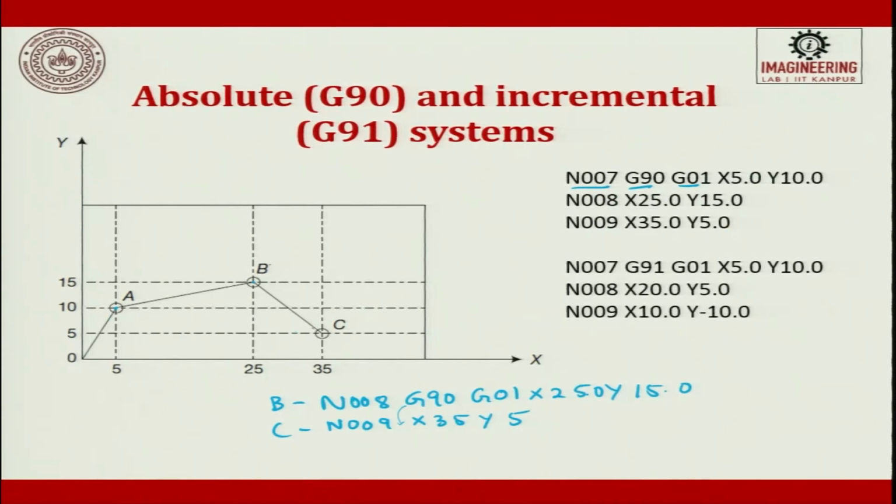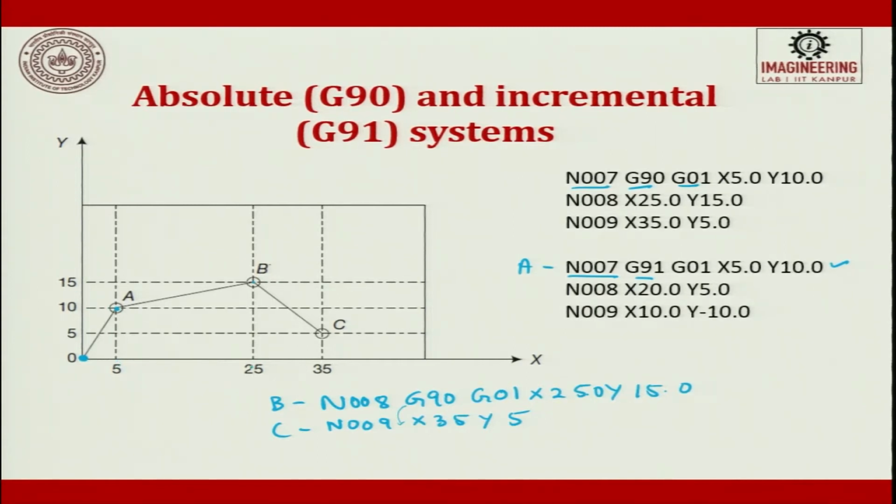So, here what we have done is with respect to absolute, with respect to a standing reference, we have noted down all these points. Now, let us do the same thing with increment. When we do it with increment, your N07, which is point A, you write G91, G01, and you say X5 and Y10. This is point A. So, now you have already moved 5 and 10.